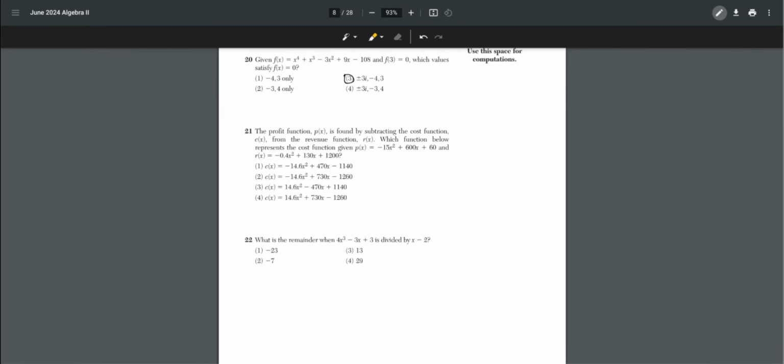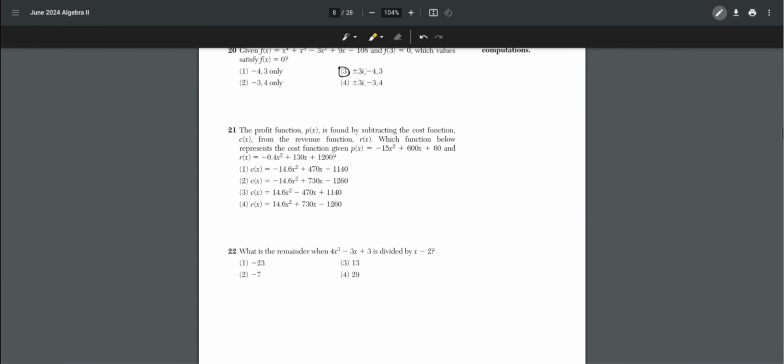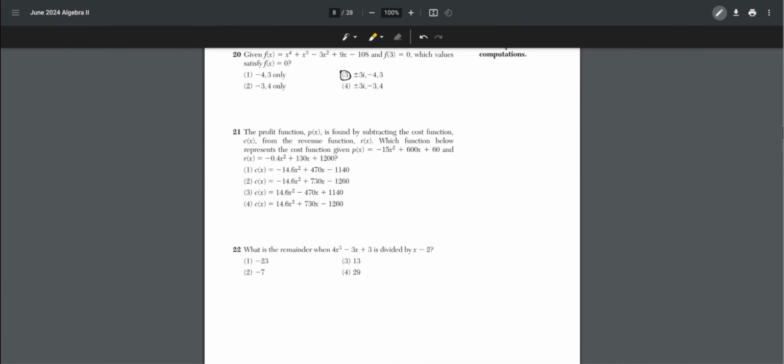Number 21. The profit function p of x is found by subtracting the cost function c of x from the revenue function r of x. Which function below represents the cost function, given p of x is equal to negative 15x squared plus 600x plus 60, and r of x is equal to negative 0.4x squared plus 130x plus 1200.